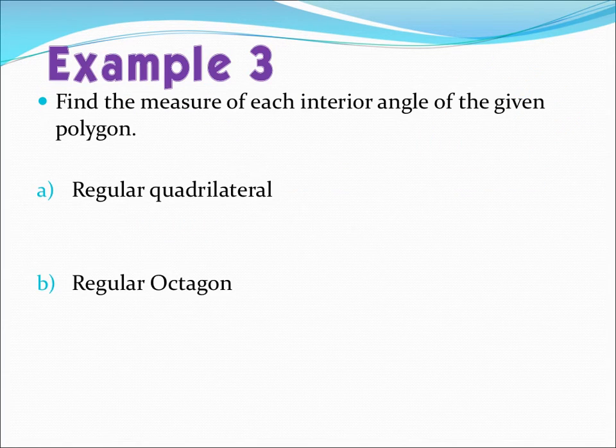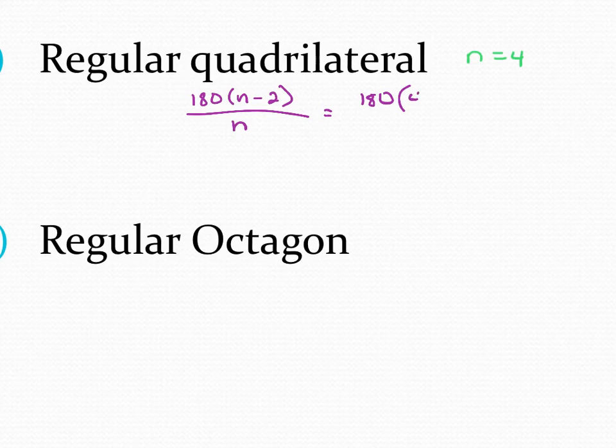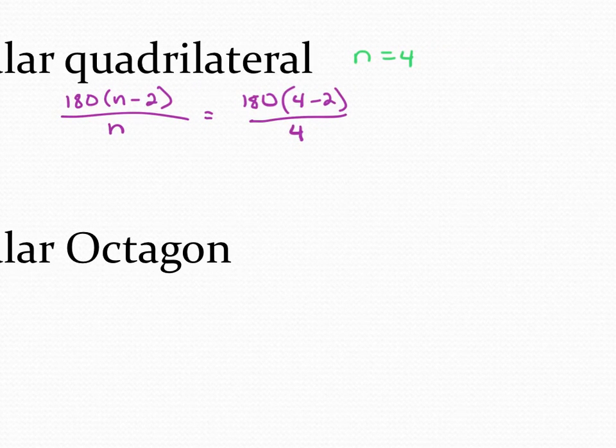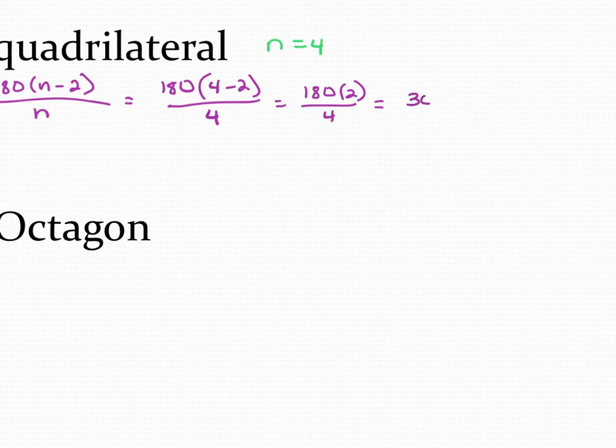All right, so example 3 says find the measure of each interior angle of the given polygon. So A says a regular quadrilateral. How many sides is a quadrilateral? 4. So n is 4. Each would be 180 times n minus 2 over n. So this is 180 times 4 minus 2 over 4. 180 times 2 divided by 4. 360 divided by 4, which is 90.